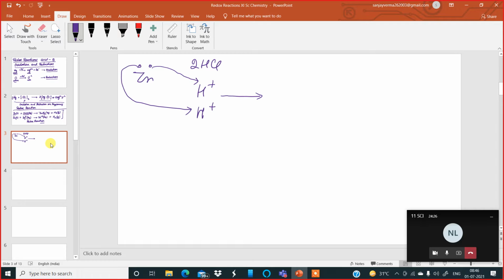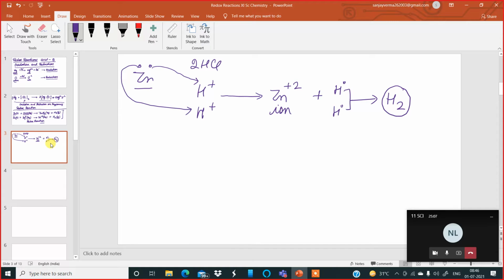Now, altogether, this zinc metal has lost two electrons. So that is why it now becomes an ion carrying a plus 2 charge. This is zinc ion. Whereas the hydrogen ions have received one electron each to become stable, to acquire the electronic configuration, hydrogen atoms with one electron each. Now these two hydrogen atoms combine with each other by means of covalent bonding, and that's how hydrogen gas is formed. Are you getting it now?